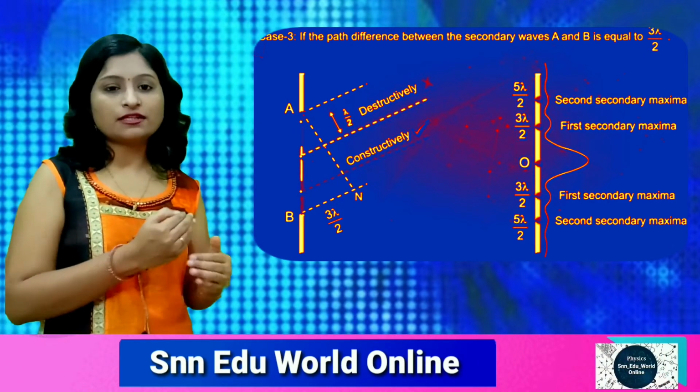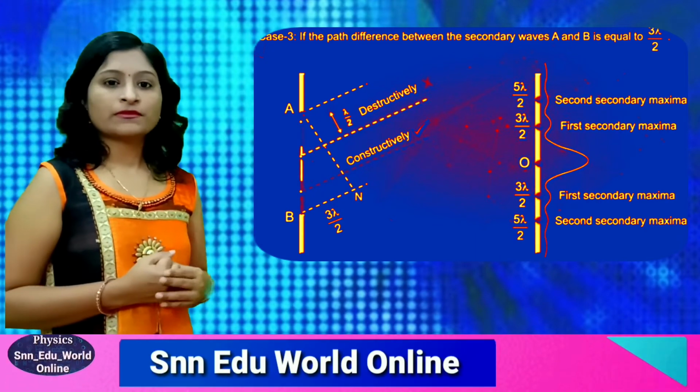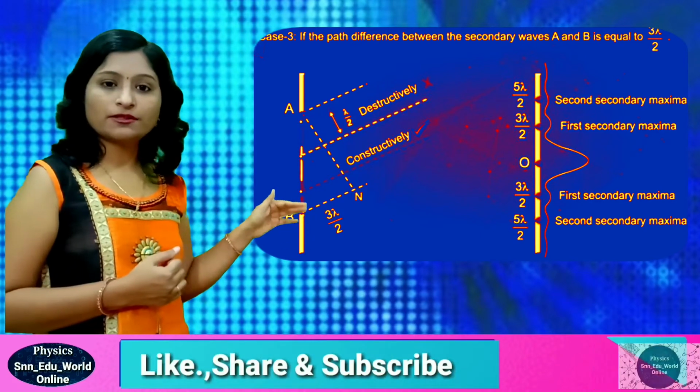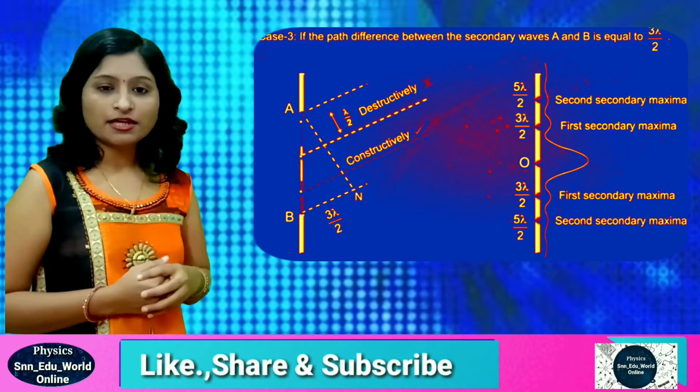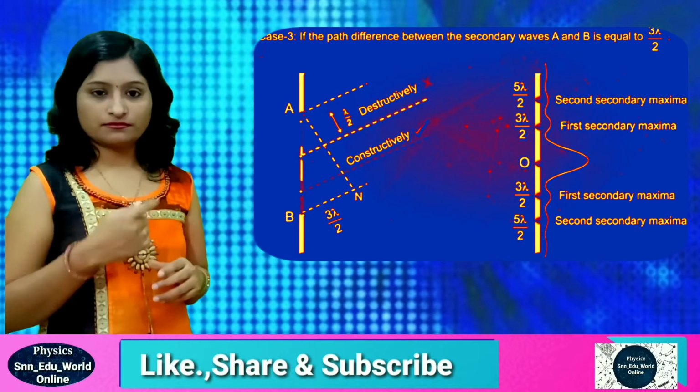So its intensity is less than the intensity of the first central maximum. Okay, and a similar case on the other side also, 3 lambda by 2, we will get the first secondary maximum, and it is shown with the height of that curve.